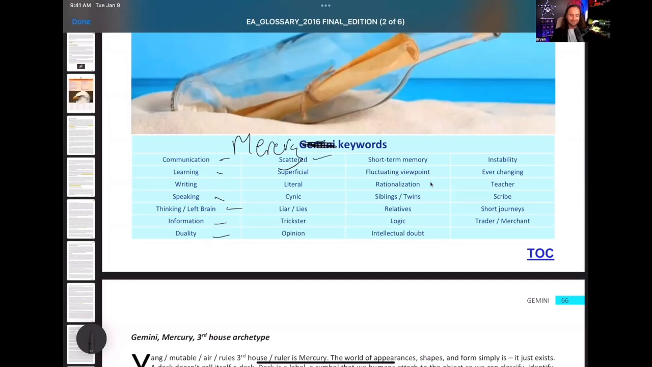Scattered. Mercury can be all over the place. Our mind is moving so fast. And that's one of the things about Mercury too, it's the fastest planet around the sun. So the mind is just always firing off. How many thoughts do we have in a day? Like 20,000 thoughts in a day or something, just randomly showing up in our mind.